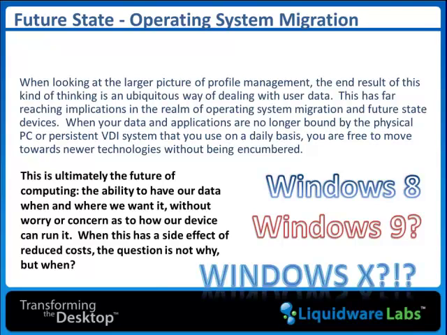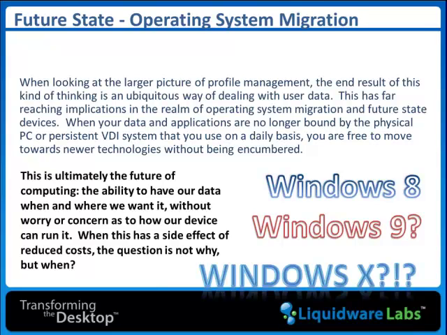Now we get to talk a little bit about future state. So when looking at the larger picture of profile management, the end result of this kind of thinking is a ubiquitous way of dealing with user data. We're making things migrate between operating systems whenever we want. So just by having the user log in, they get their data. Then we're essentially allowing the users to do whatever they want as a result. And this has far-reaching implications into the realm of operating system migration and future state devices.